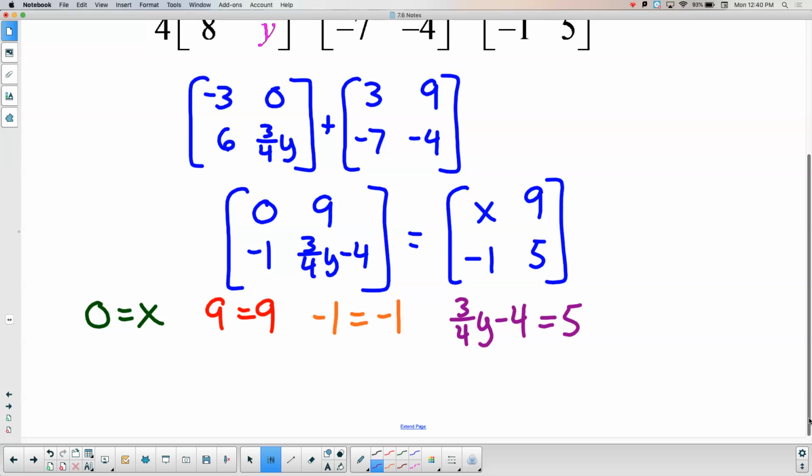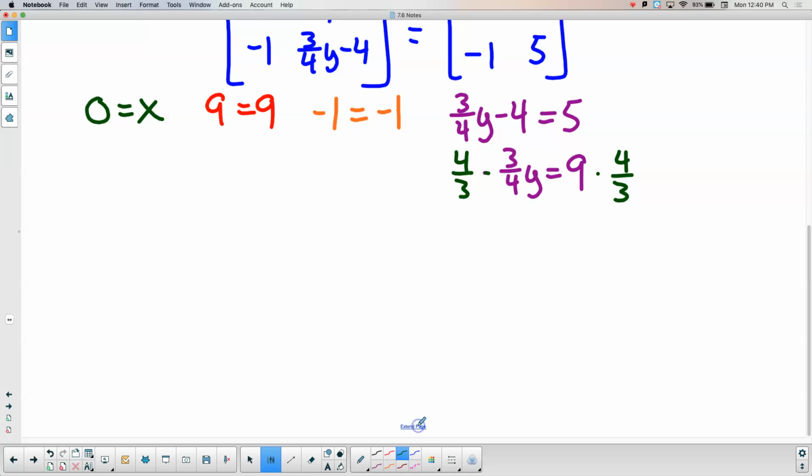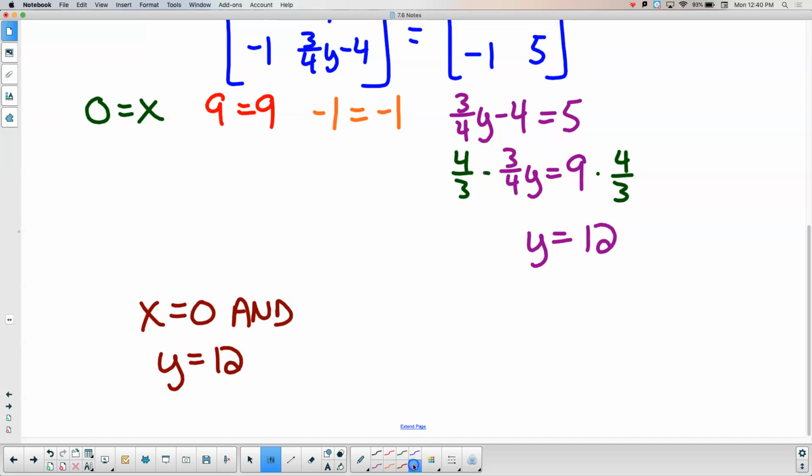That's the case. X is 0. Yep. 9 is 9. Yep. Negative 1 is negative 1. But over here, 3/4 y has to equal 9. And then I would multiply by 4/3. And I get y is 12. Questions, comments, concerns, clarifications?